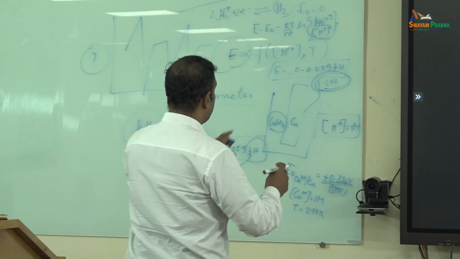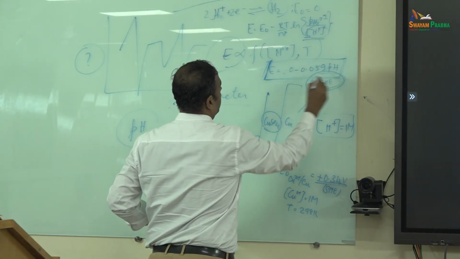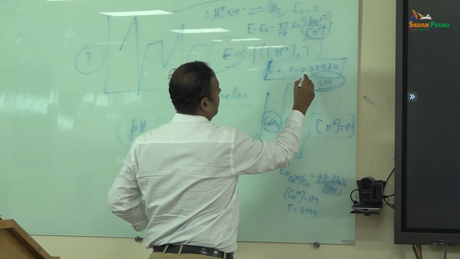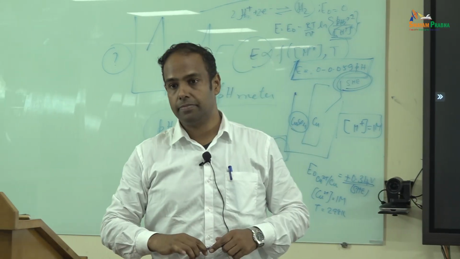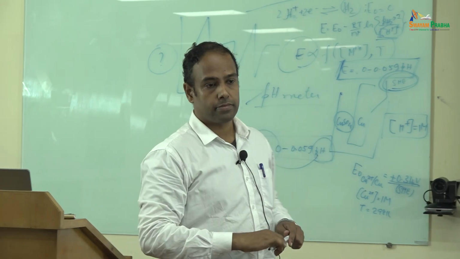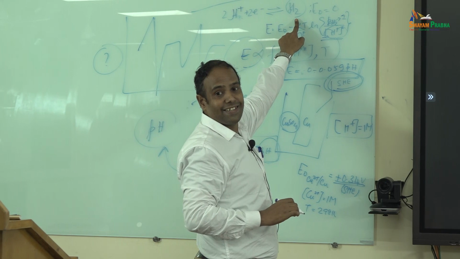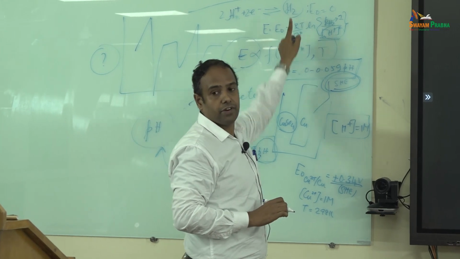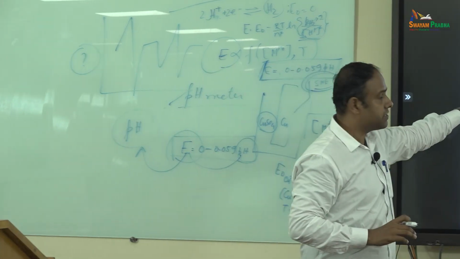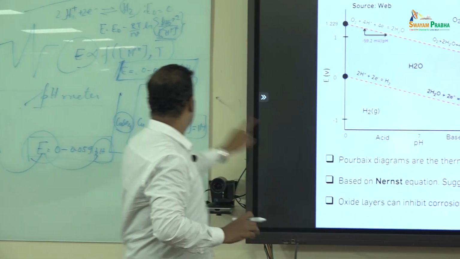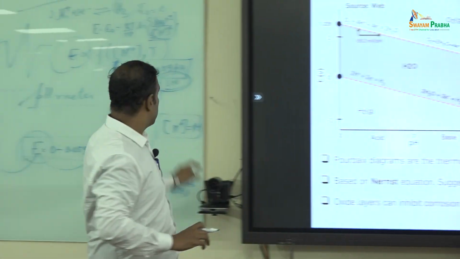If you look at this particular equation, E equal to minus 0.059 into pH, is that line available somewhere? What is this line? What is this equation for? This is the reversible hydrogen line. At pH 0, the potential is 0. At pH 14, this value is minus 0.829.